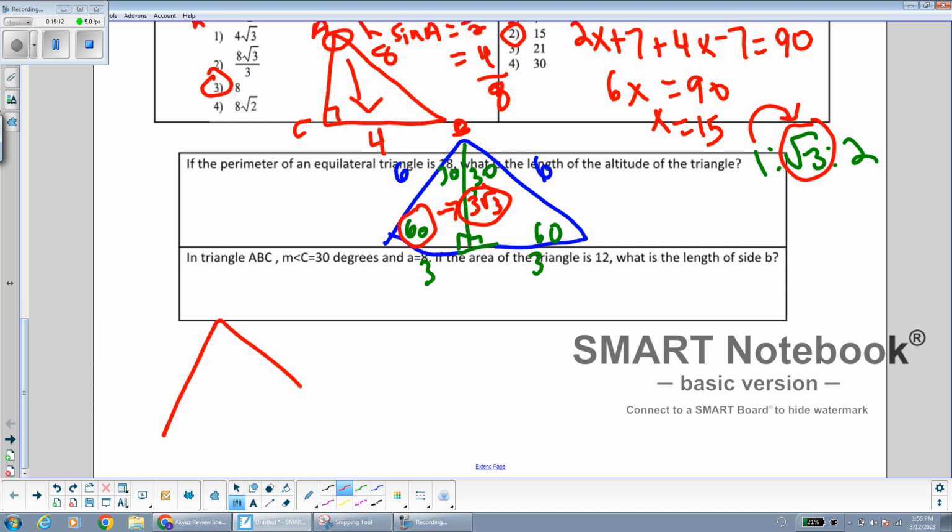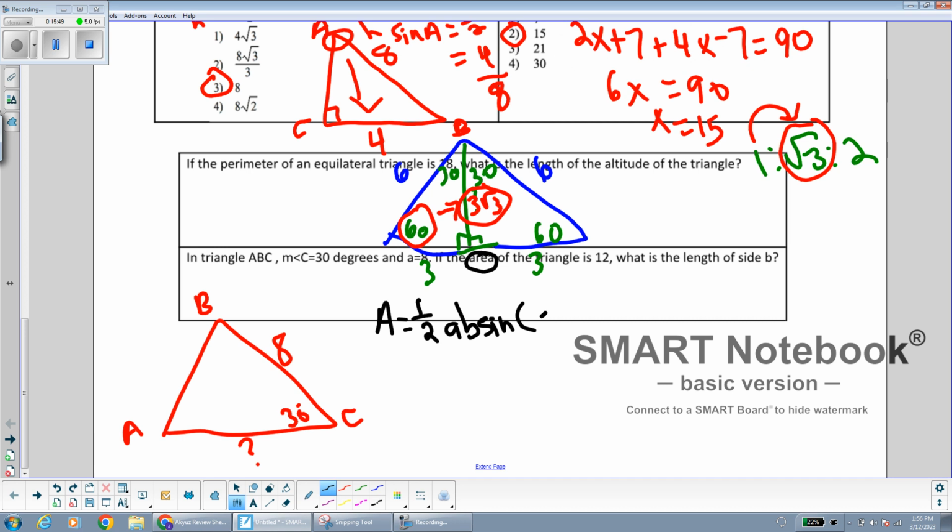In triangle ABC, angle C is 30 degrees and lowercase a is 8. If the area of the triangle is 12, what is the length of lowercase b? So it is talking about the area of a triangle, and I don't see a height here or a base. So I'm going to use my new area of a triangle formula with trig. And that was area is 1/2 ab sine of angle C.